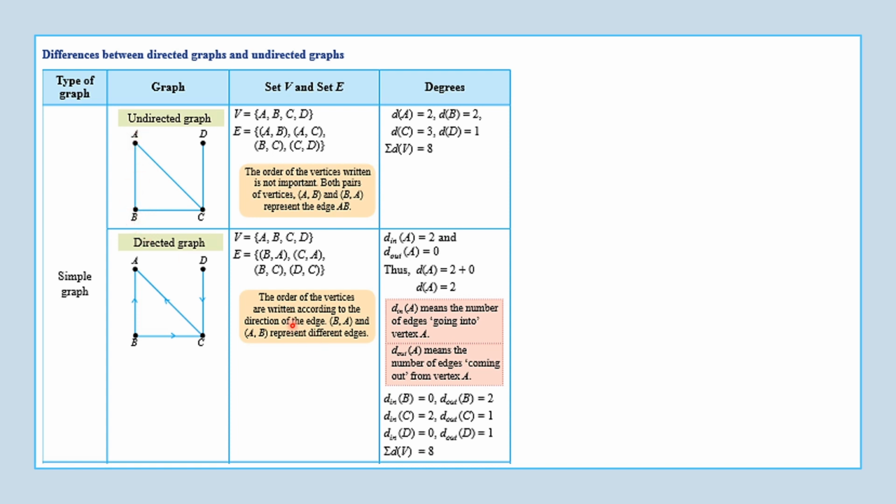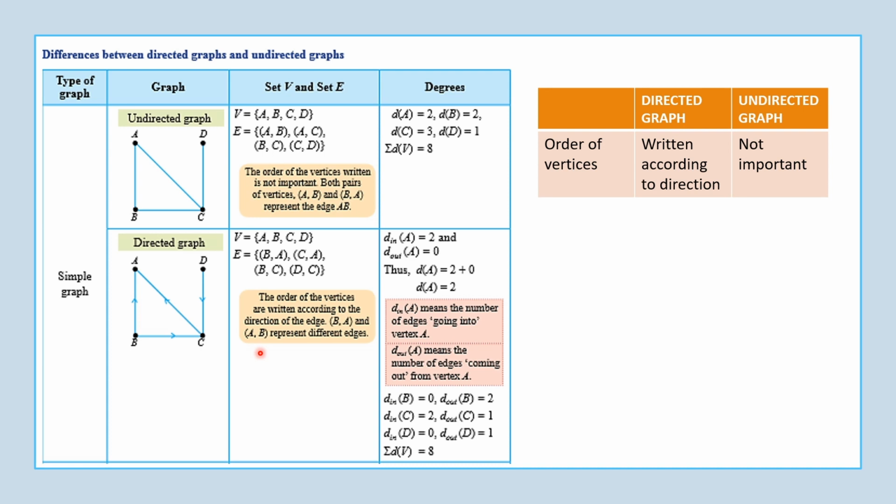But for directed graph, the order of the vertices is very important because it is written according to the direction. If you write BA, it means we have a point from B to A, but if you write AB, it means it is from A going to B. The ordered pairs represent different edges. BA and AB are not the same. So that is the main difference between directed graph and undirected graph, which is the order of vertices. Directed graph is written according to direction, while for undirected graph it is not important, so either you write AB or BA, it is the same thing.